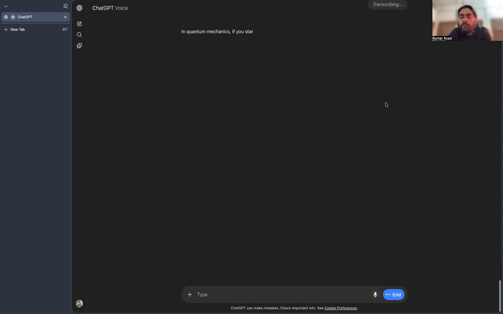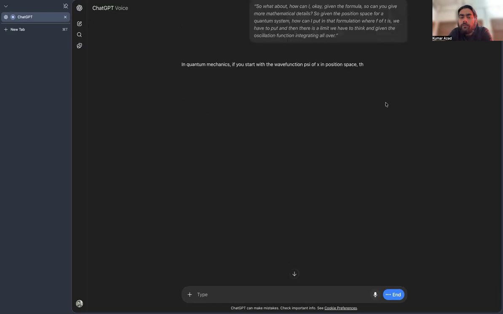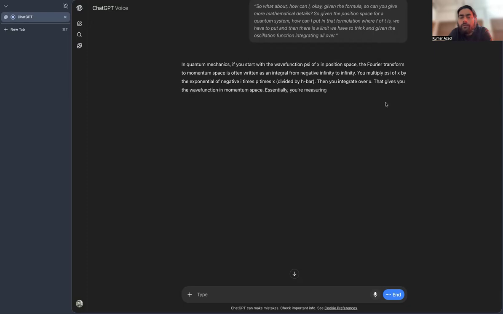In quantum mechanics, if you start with the wave function psi of x in position space, the Fourier transform to momentum space is often written as an integral from negative infinity to infinity. You multiply psi of x by the exponential of negative i times p times x divided by h bar. Then you integrate over x. That gives you the wave function in momentum space. Essentially, you're measuring how much each momentum wave contributes to the overall state. It's just the quantum version of decomposing a function into frequencies.